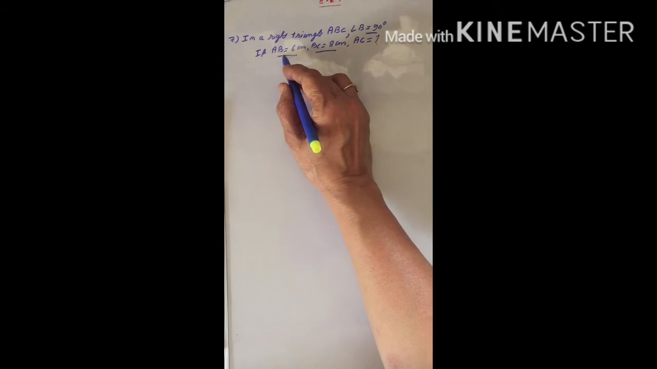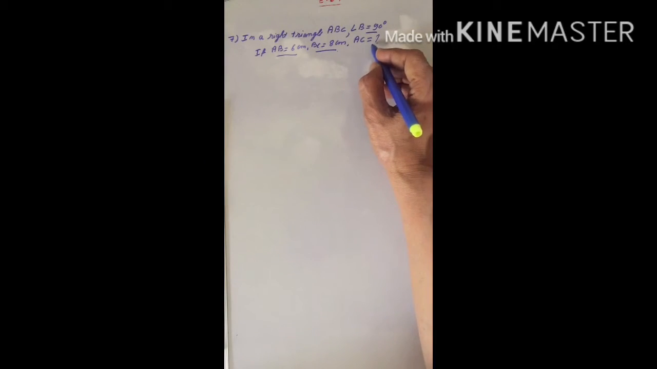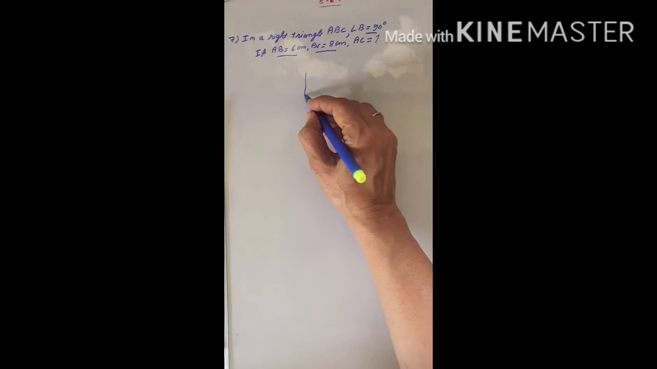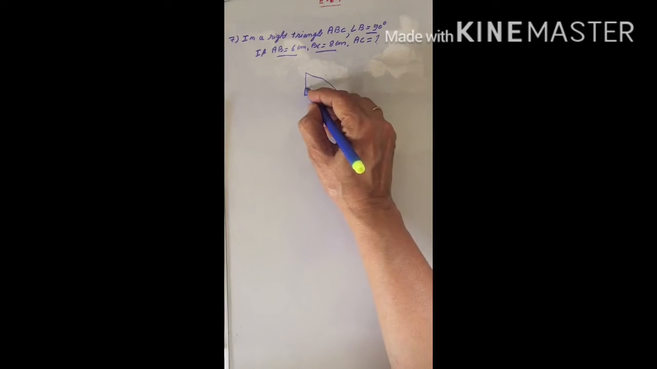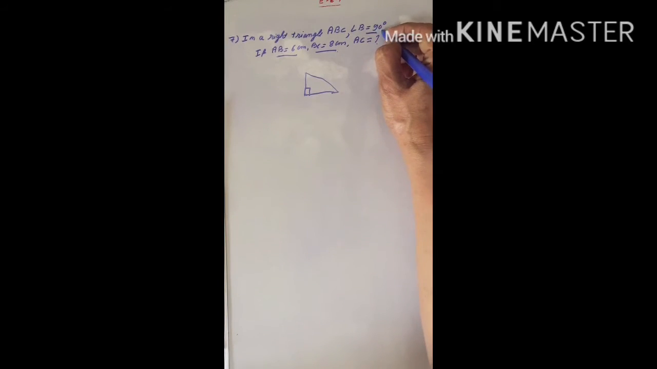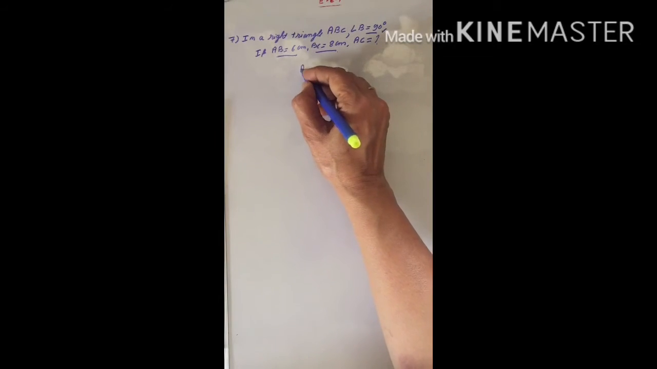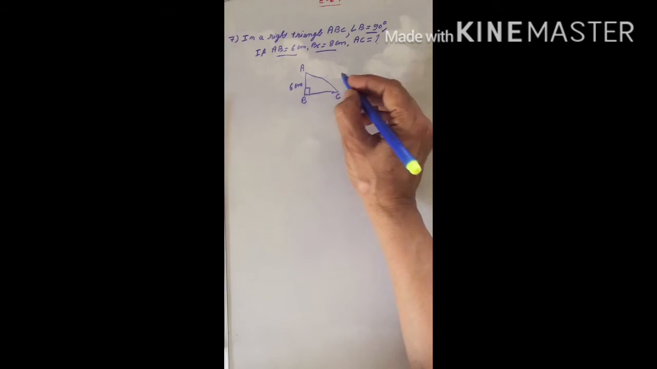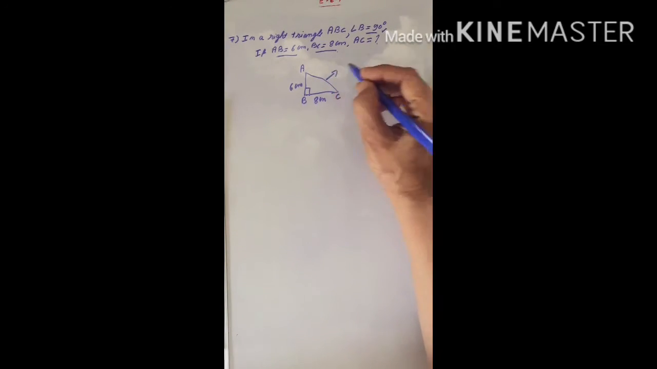degree. AB is given 6 centimeter, BC is given 8 centimeter. We are supposed to find AC. Now it is a right angle triangle. Right angle triangle means one of the angles is 90 degree. Here it is given that angle B is 90 degree, so we will write B here. Now this one A, this one C. Now AB is given 6 centimeter, BC is given 8 centimeter. You are supposed to find AC.